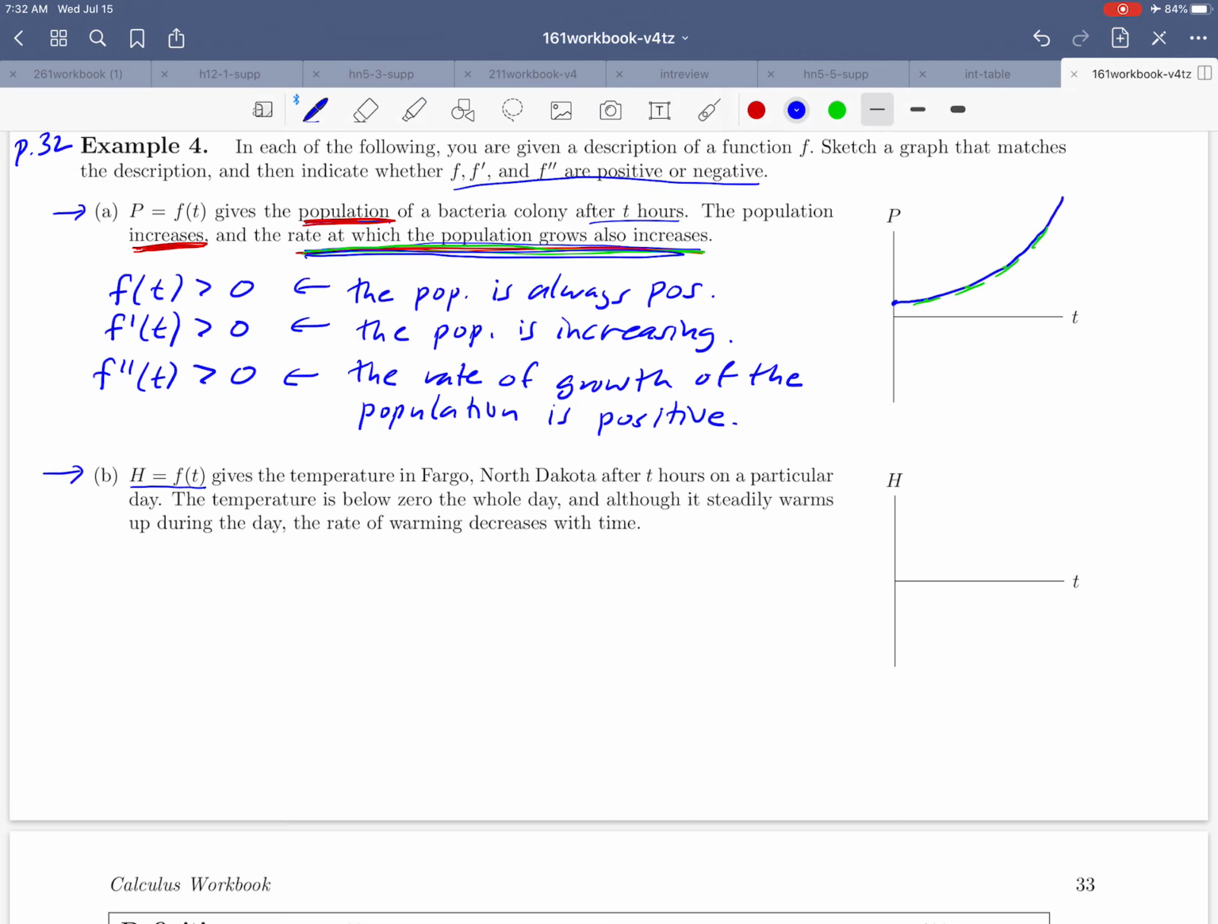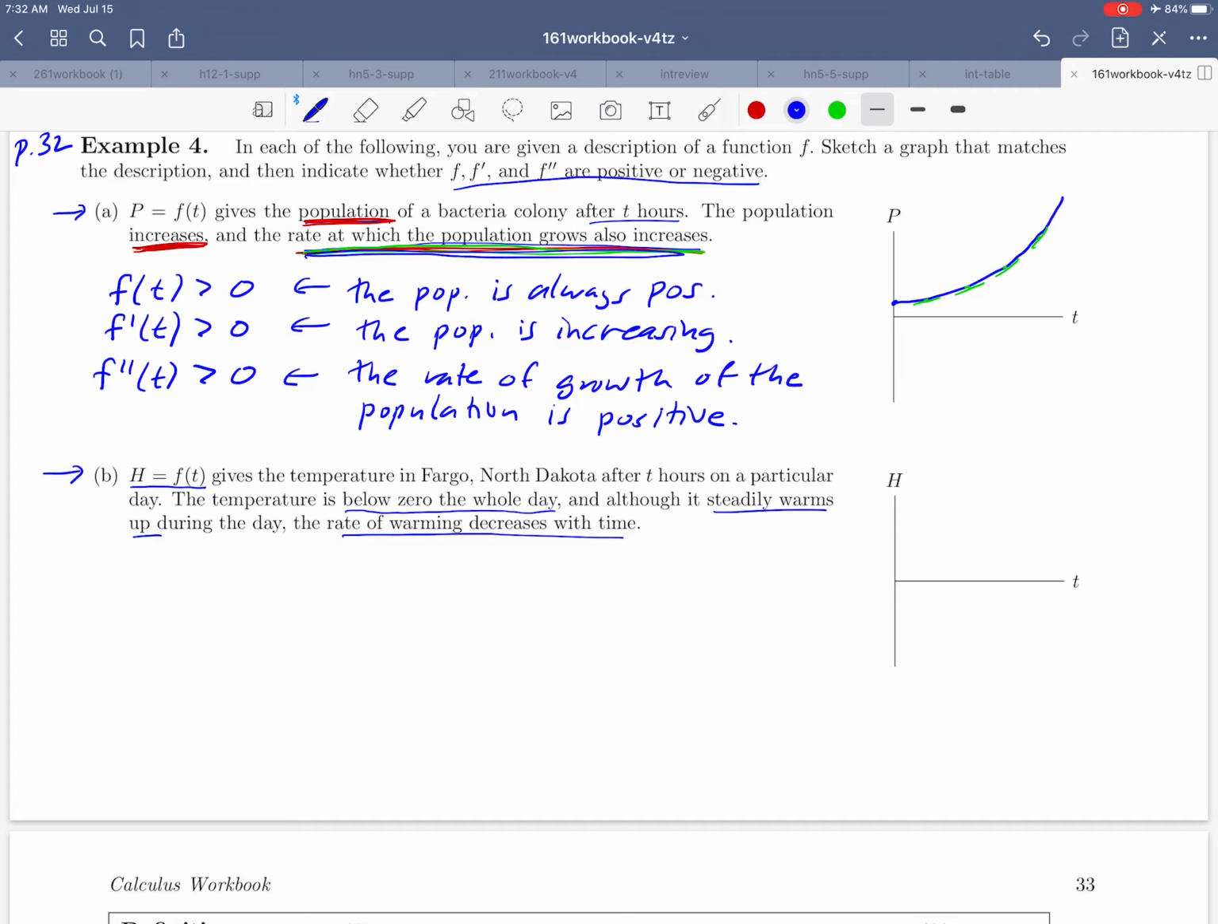They tell us that the temperature is below zero the whole day. Okay, that sounds harsh, but believe me, if you've ever been in Fargo, North Dakota, that is not an unrealistic assumption that we're making. Okay, and then reading further here, they tell us that it steadily warms up during the day, but the rate of warming decreases with time. Okay, we're going to try to draw the graph of a function that kind of has all three of those properties at once.